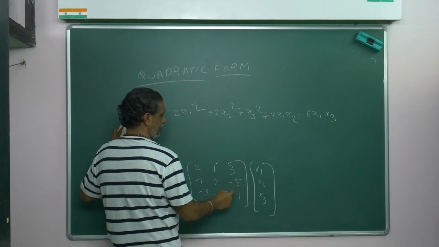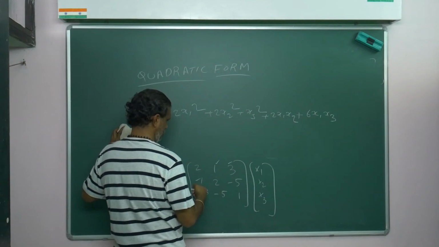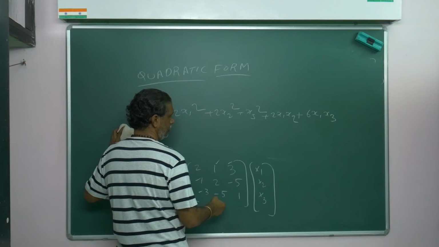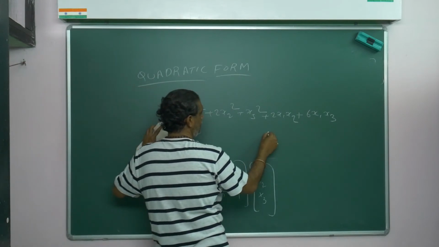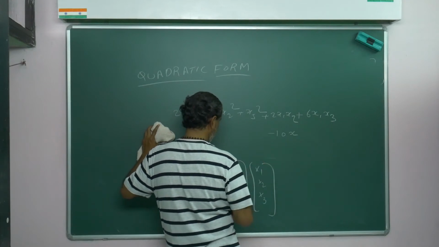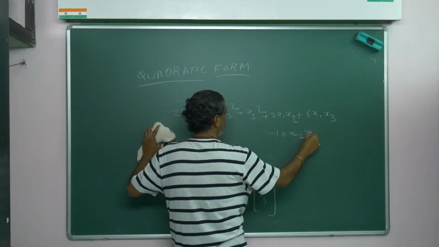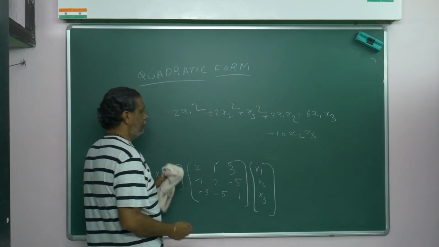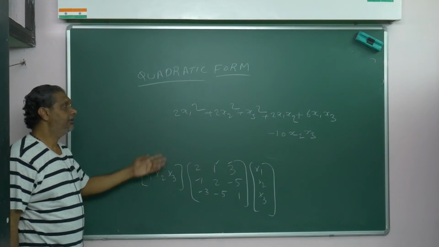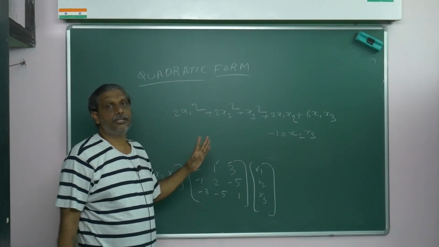Then minus 5: which element is this? Second row, third column, and third row, second column. So you get minus 10, doubled, for x2x3. If you want, you can multiply and check; guaranteed you will get it. This is called the quadratic form. From the matrix, I went to the quadratic form.